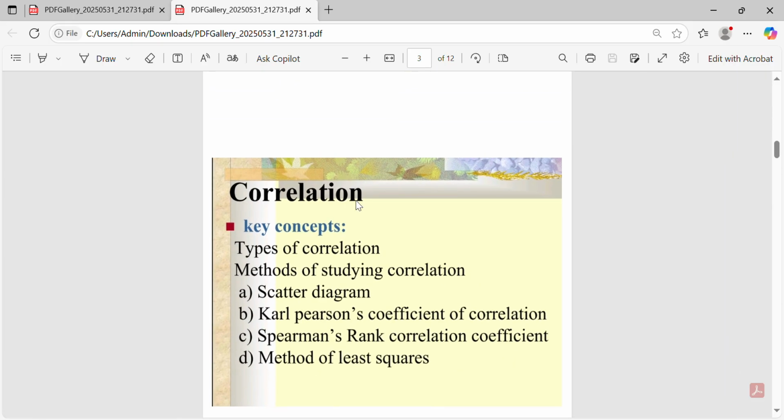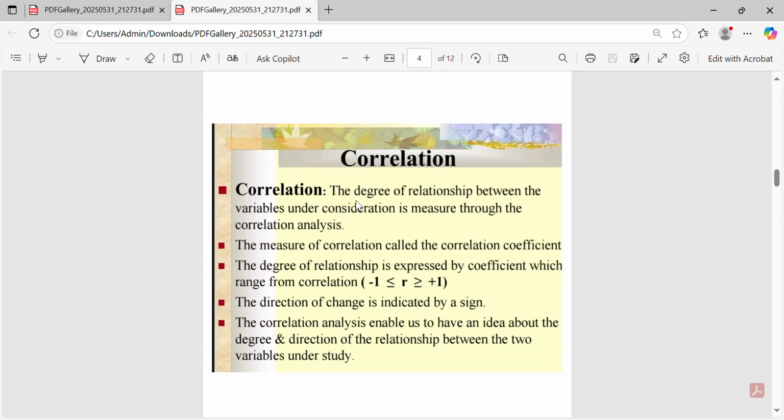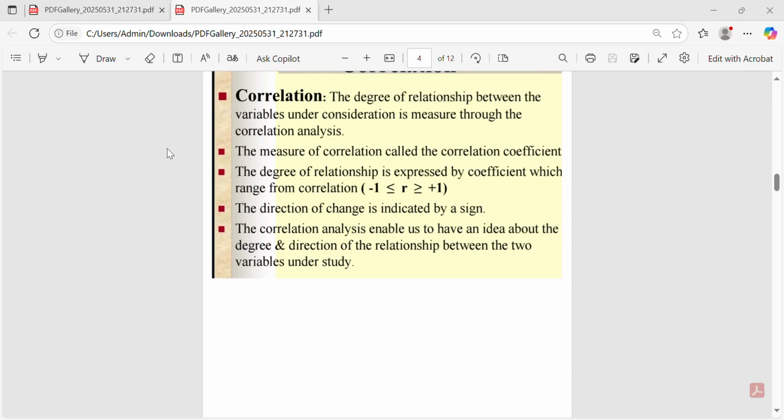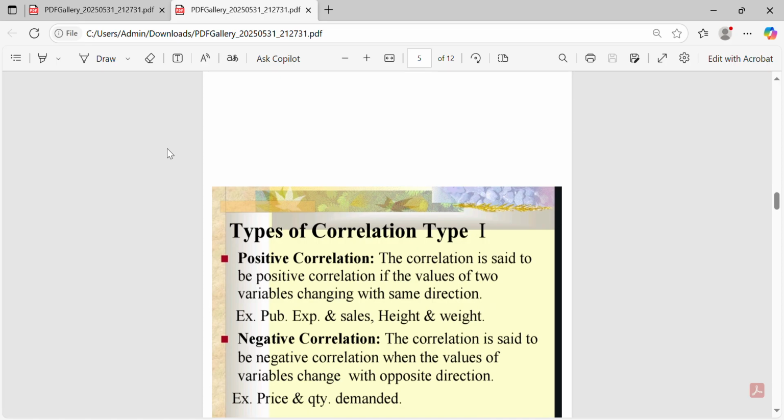Key concepts in correlation: types of correlation and methods of studying correlation. The methods are the scatter diagram, Karl Pearson's coefficient of correlation, which is one of the methods, second, Spearman's rank correlation coefficient, and the method of least squares. In correlation, the degree of relation between the variables under consideration is measured through correlation analysis. The correlation is denoted by the symbol r.